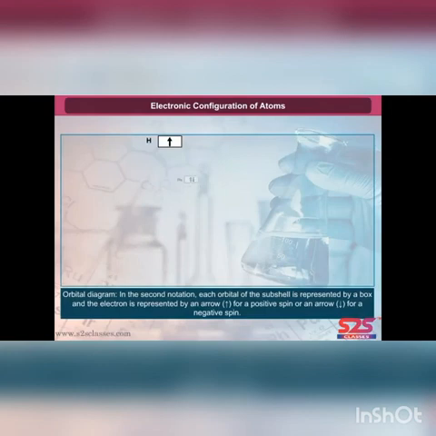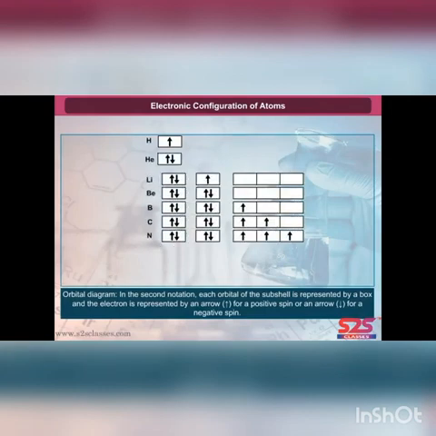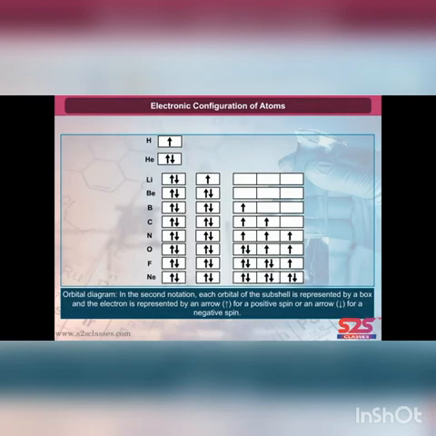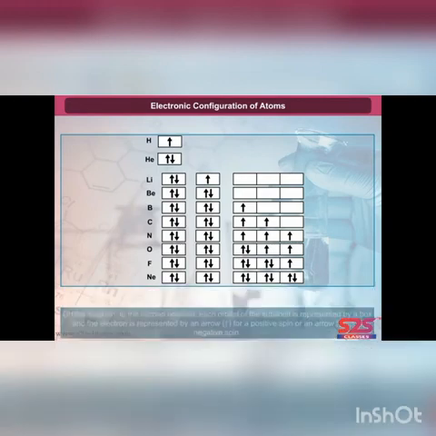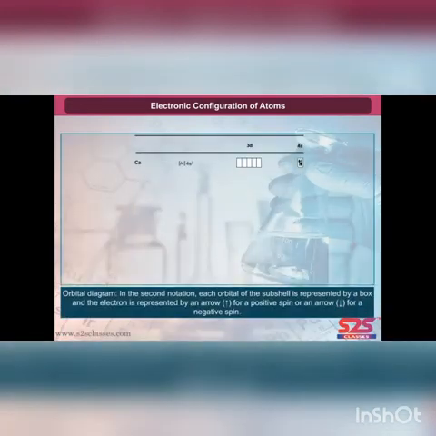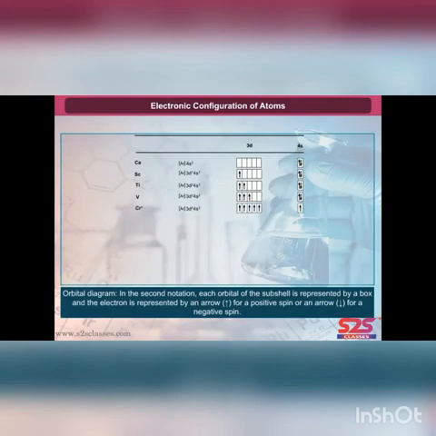Orbital diagram. In the second notation, each orbital of the subshell is represented by a box, and the electron is represented by an up arrow for a positive spin or a down arrow for a negative spin. Based on the various rules of filling the orbitals, the electronic configuration of some of the important elements is shown.